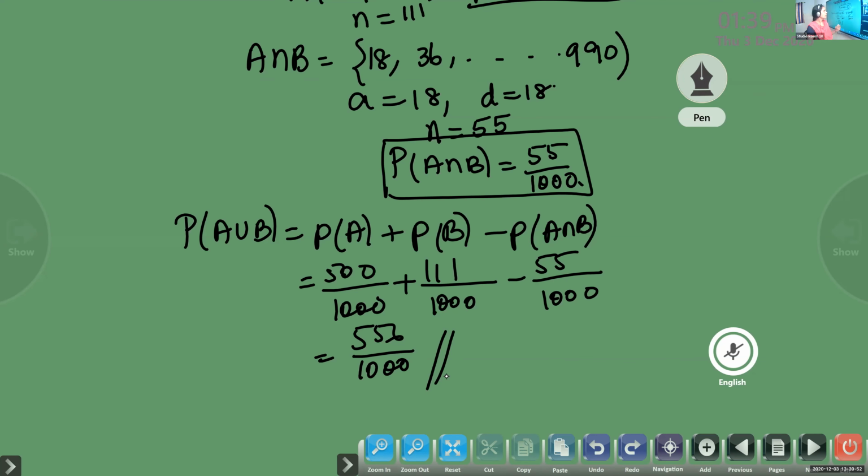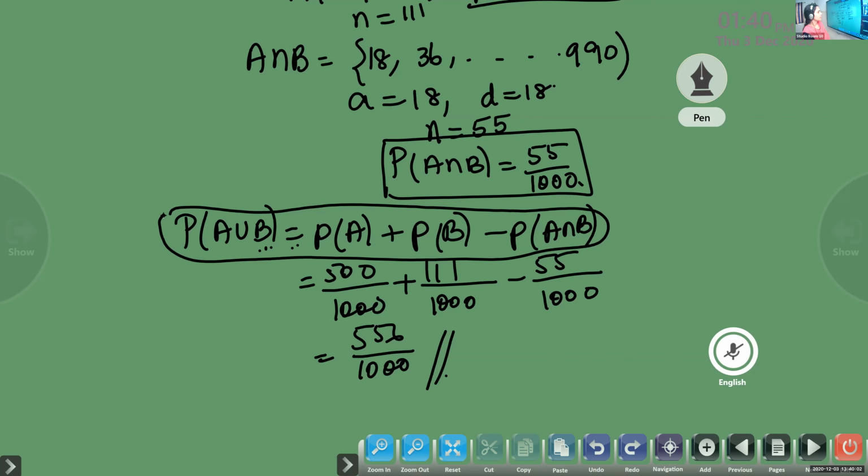Okay, so this formula we call the addition theorem of probability. P of A union B is equal to P of A plus P of B minus P of A intersection B. Use the addition theorem for solving this question.